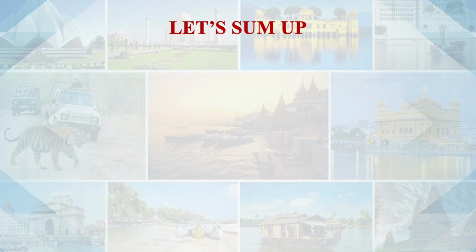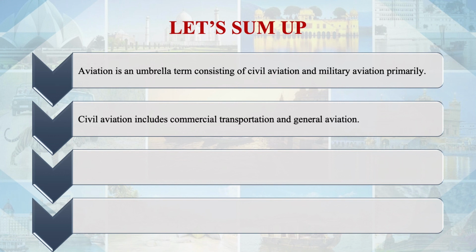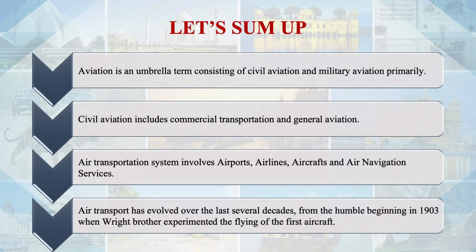In order to conclude, aviation is an umbrella term that consists of civil aviation and military aviation in general. Civil aviation includes commercial air transportation and general aviation. Air transportation system involves airports, airlines, aircraft, and air navigation services. These are the elements of the air transportation system. Air transport has evolved over the last several decades. Maybe it was born in the last century and has grown as one of the major industries in the 20th century. It had a humble beginning in 1903 when the Wright brothers experimented with the flying of the first aircraft.